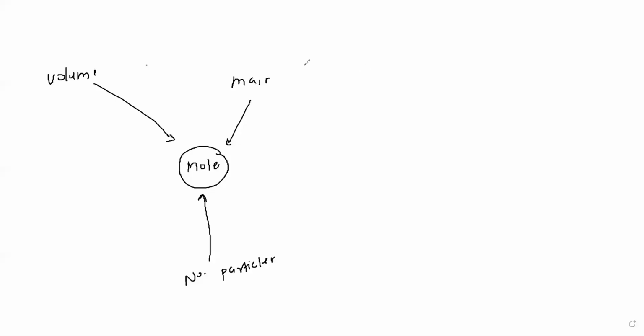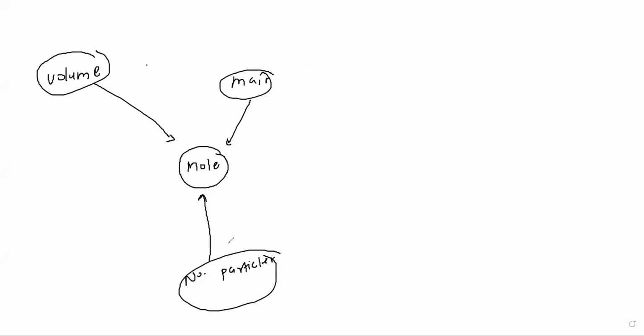Right? So what we are converting at the center, we have a mole, where we can change volume into the mole, mass into the mole, and number of particles into the mole. Why are we converting to mole? Because it is a simple unit, or we can say simple criteria, to identify or calculate the other things.